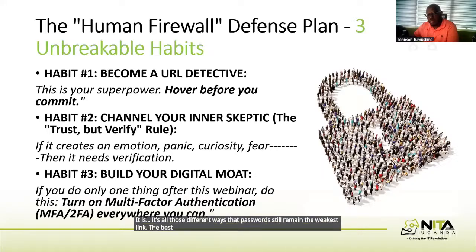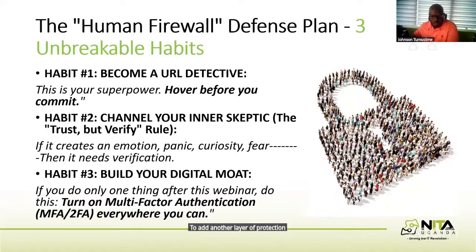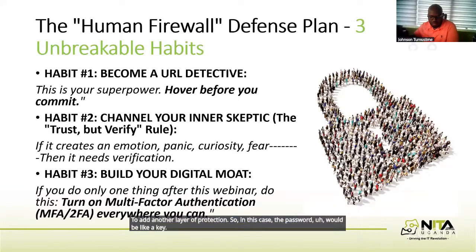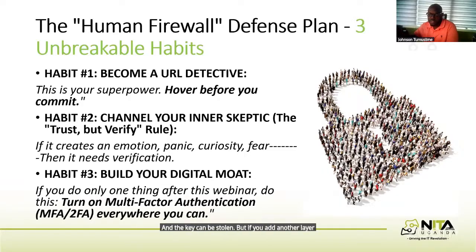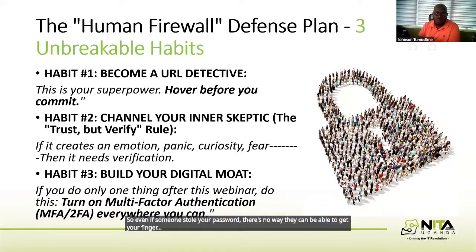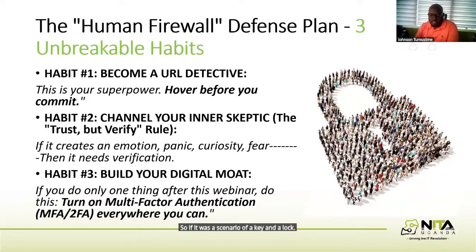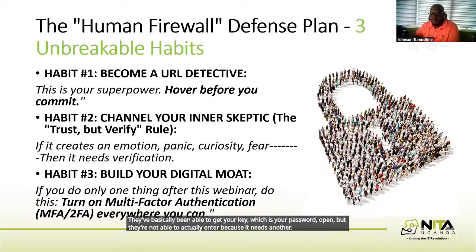The best thing to do is to add another layer of protection. In this case, the password would be like a key, and a key can be stolen. But if you add another layer of multi-factor authentication, that means you have the key, but you also have a fingerprint. So even if someone stole your password, there's no way they can get your finger. It's hard for them to have both your password and your fingerprint at the same time. In a scenario of a key and a lock, all they would do is stop at the gate, because they have your key, your password, but they're not able to enter because it needs another level of authentication.